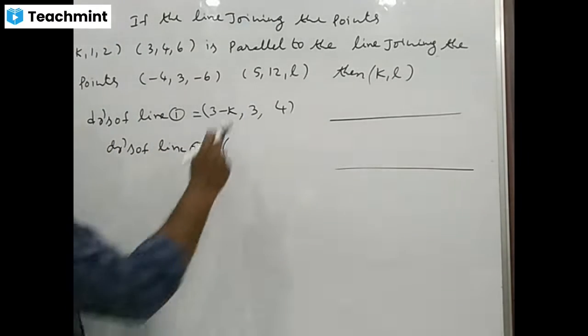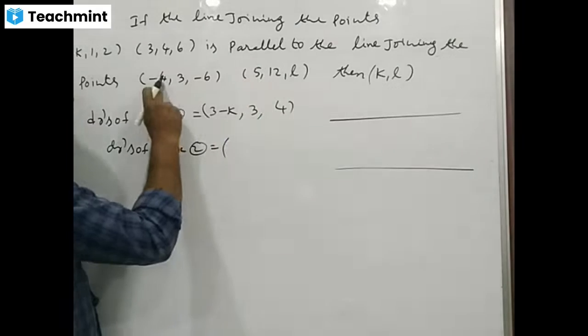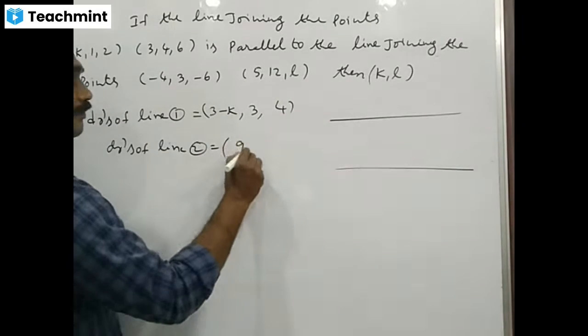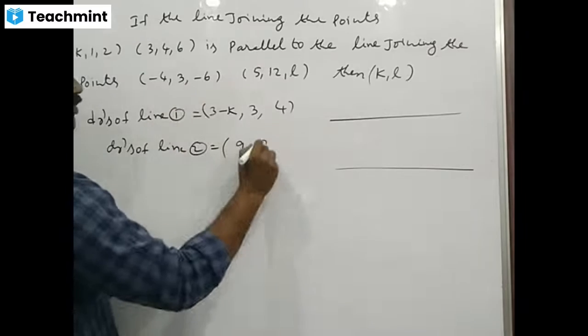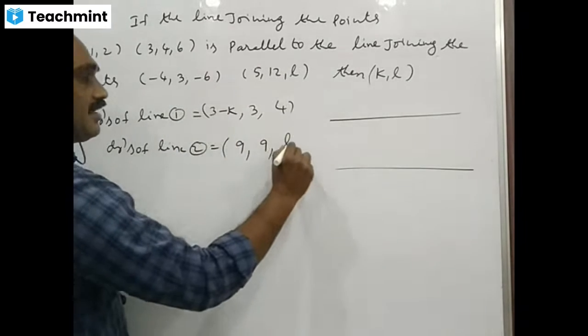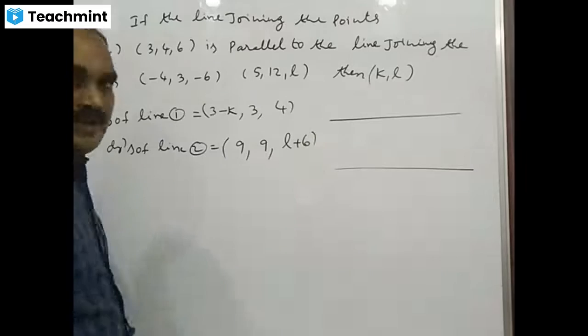x2 minus x1, so here x2 minus x1, 5 minus (minus 4), 5 plus 4, 9. y2 minus y1, 12 minus 3, 9. z2 minus z1, friends, L minus (minus 6), L plus 6.